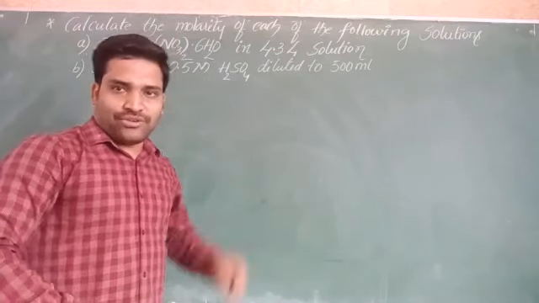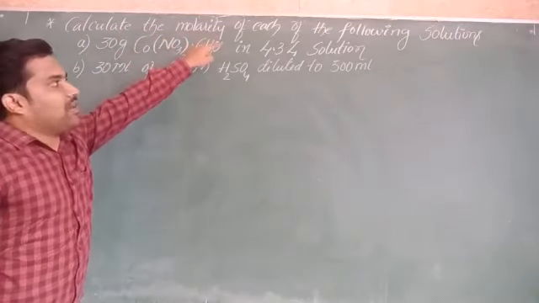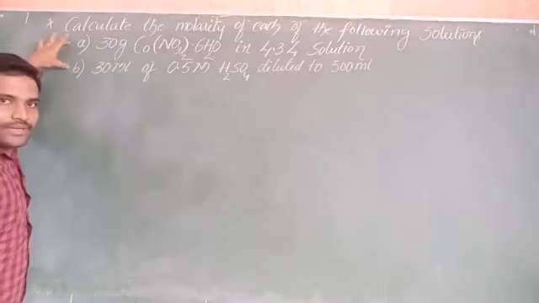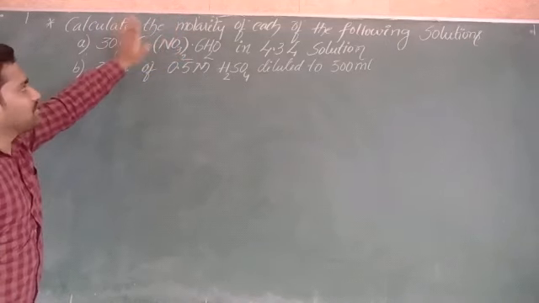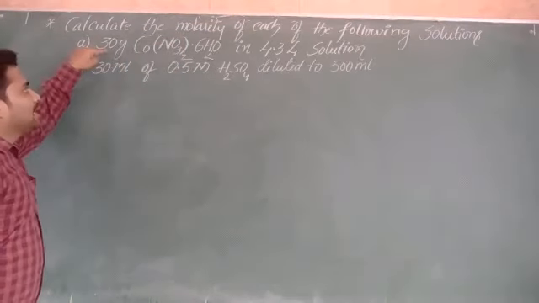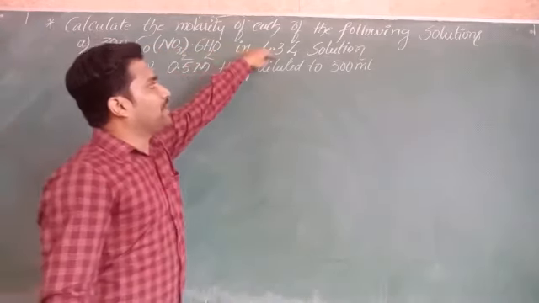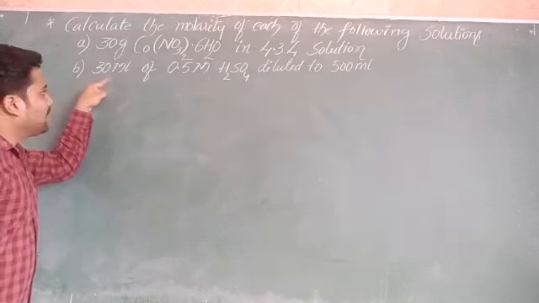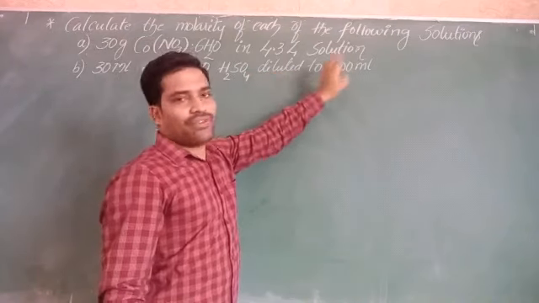We have one more question here. See the problem: calculate the molarity of each of the following solutions. Here we have two tasks. The question is one, but the target is 2. They asked to calculate molarity in 2 different situations. The first condition is 30 gram cobalt nitrate hexahydrate in 4.3 liter solution. This is our first target. Second one, 30 ml of 0.5 molar H2SO4 diluted to 500 ml.